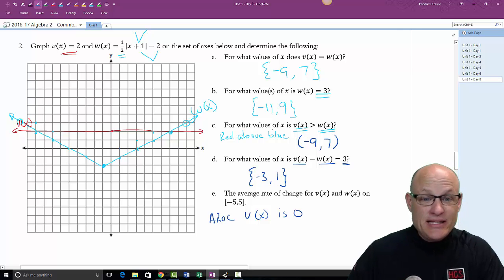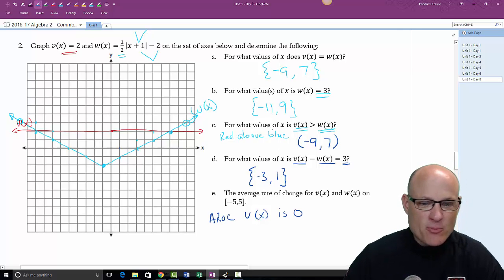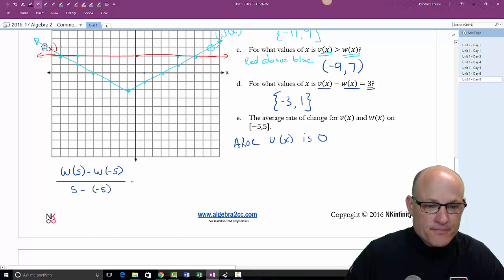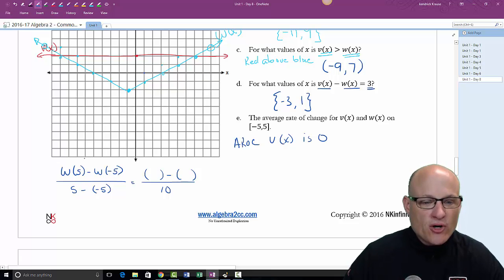Now this one's going to be a little bit tricky. So we got to go back to our formula. I'm going to do this one over here. Remember, this is going to be W of 5 minus W of negative 5 all over 5 minus negative 5. And this is just 10. All right, so what is W of 5? 1, 2, 3, 4, 5. It's right there. It's 1.